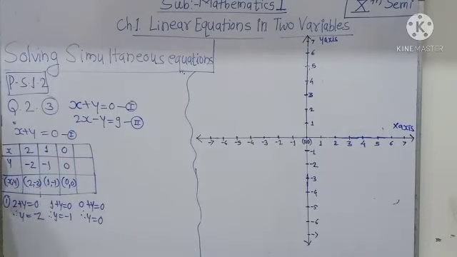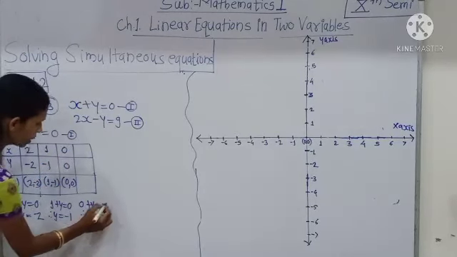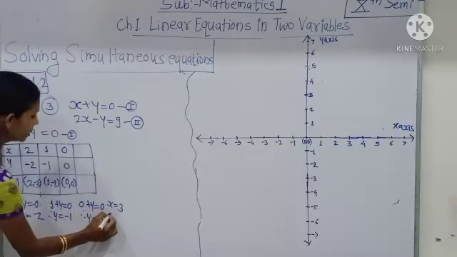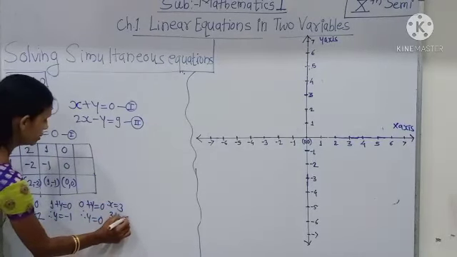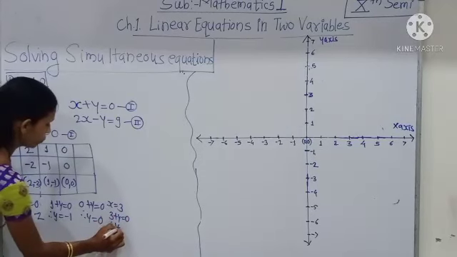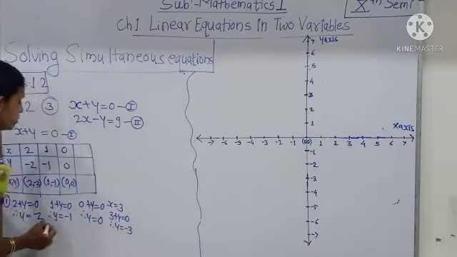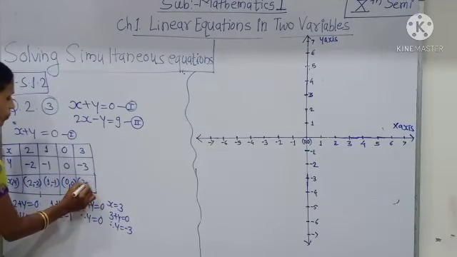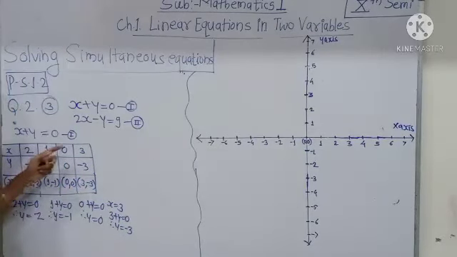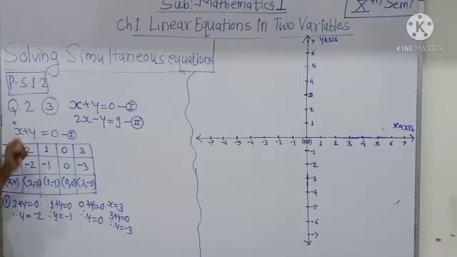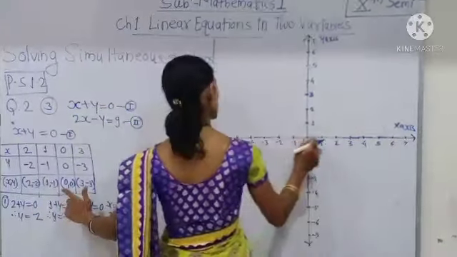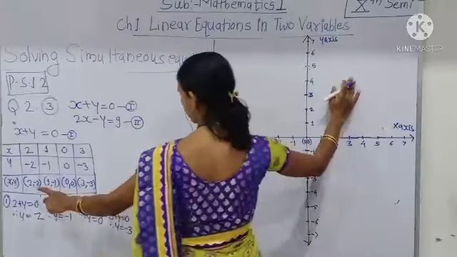Similarly, if x is equal to 3, then 3 plus y is equal to 0. Therefore, y is equal to minus 3. Therefore, (3, -3) is the fourth ordered pair for this equation. Then we can plot these 4 points on this graph.